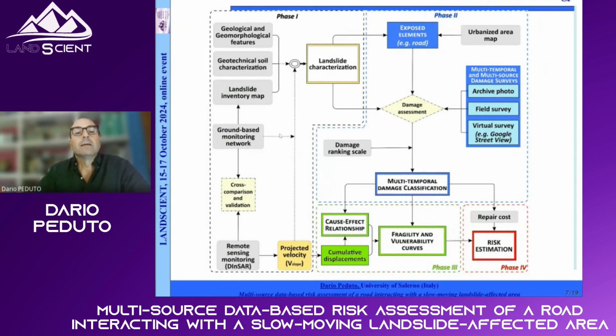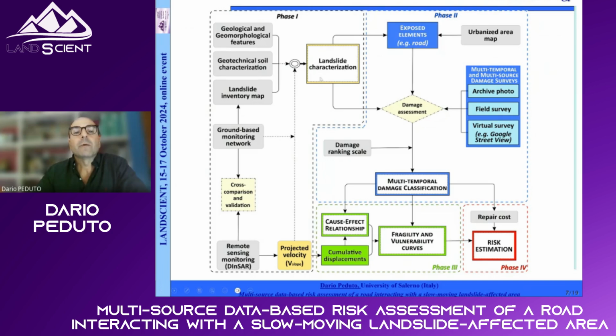The analysis of the ACRI case studies was carried out following this methodology, divided into 4 phases. In the first phase, the main goal was the characterization of all the landslides in the area. This was achieved by combining background information consisting of geological and geomorphological features, geotechnical soil characterization, the landslide inventory map, and of course the use of the ground-based monitoring network. At this stage, an important step was the comparison of the remote sensing data with the ground-based monitoring in order to assess their reliability. It was a kind of validation which allowed us to use remote sensing also where ground-based monitoring was not available.